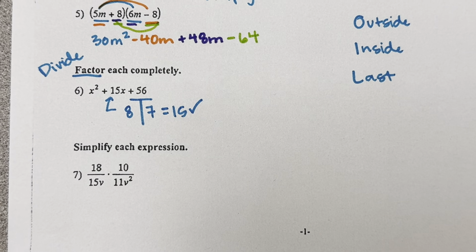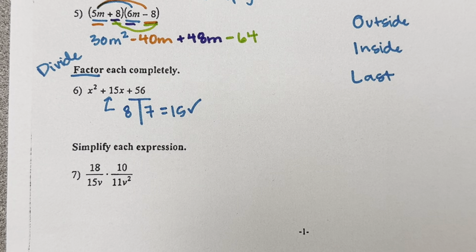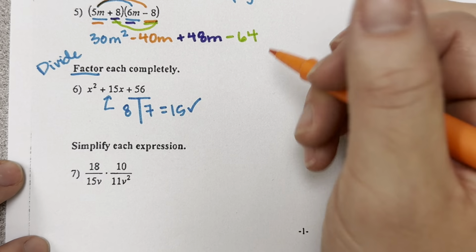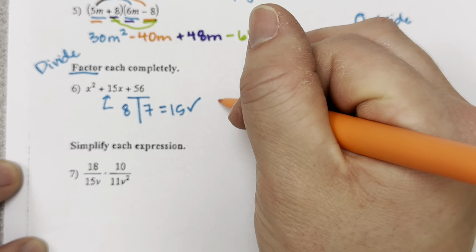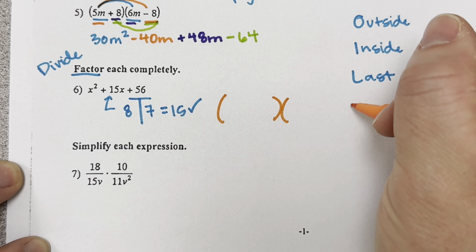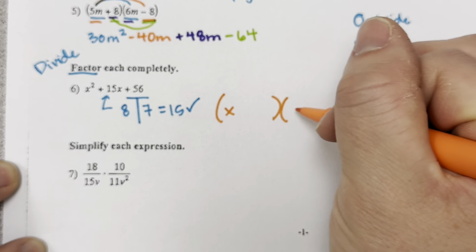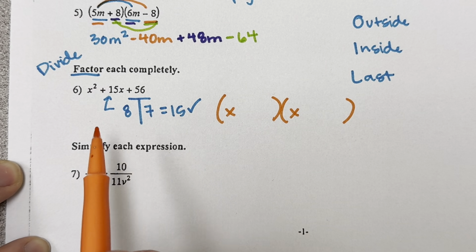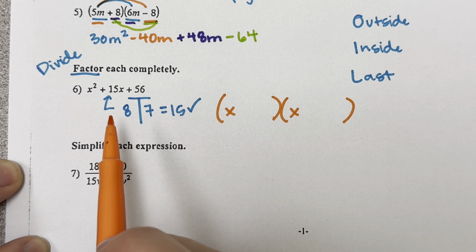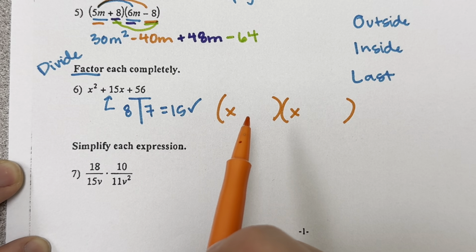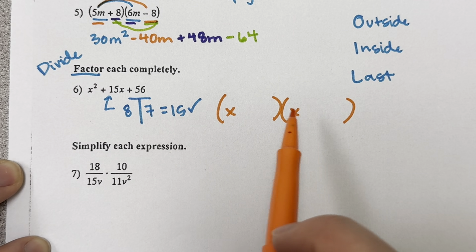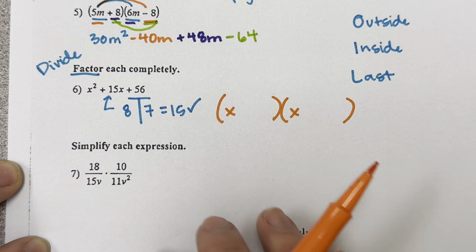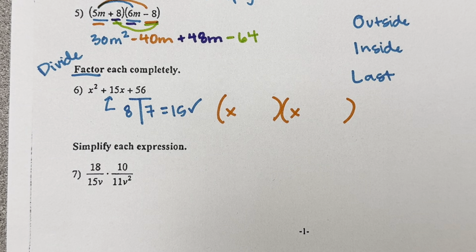Now what you need to do to finish this one out is put it in factored form. I'll even start it for you. Remember, factored form is our 2 parentheses. Put your variables in front, and then put your numbers. Hint, hint, if you're listening here, I'll give you the answer. Positive 8, so plus 8. Positive 7, so plus 7. And then you're done. It is factored. Beautiful.